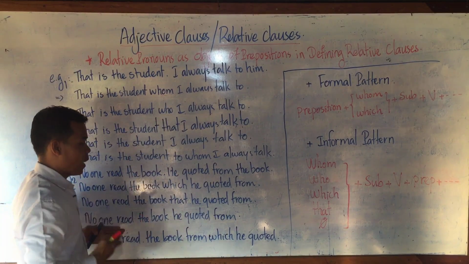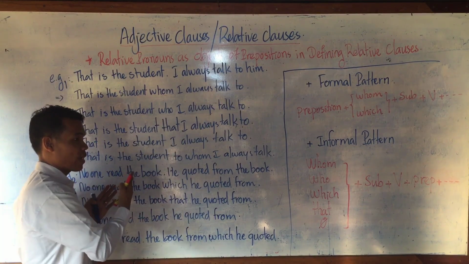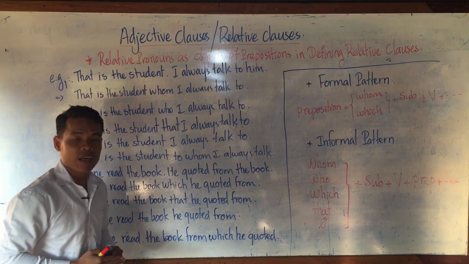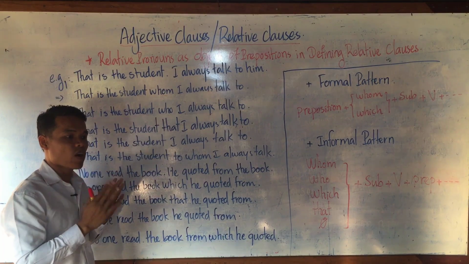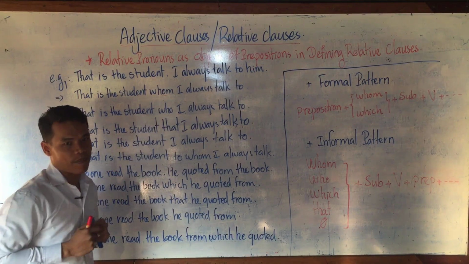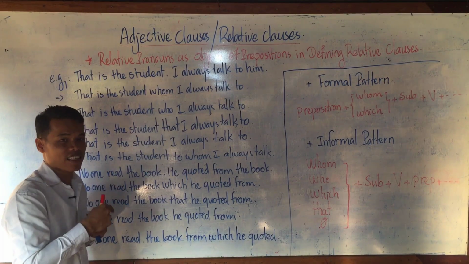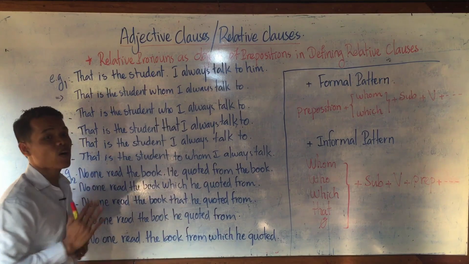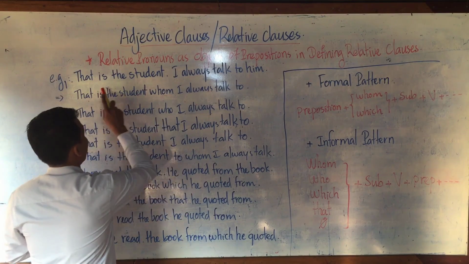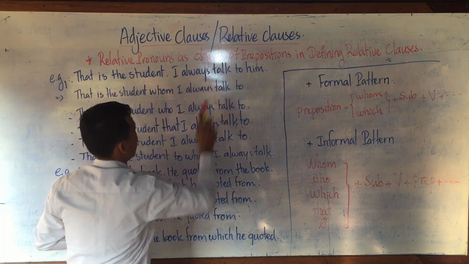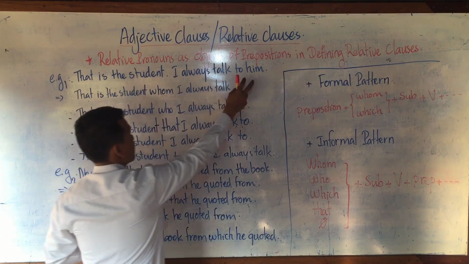In order to understand this one, we have to take a look at two simple sentences, because two simple sentences can make one complex sentence. That complex sentence is the adjective clause in our lesson. Look at the two simple sentences. That is the student. I always talk to him. The student and him are the same person.